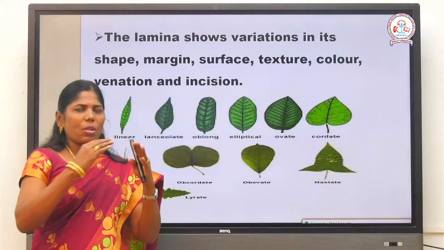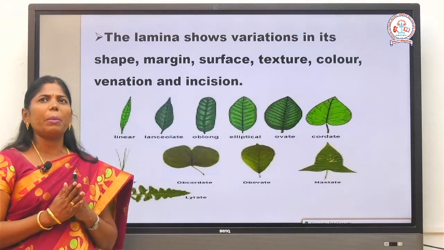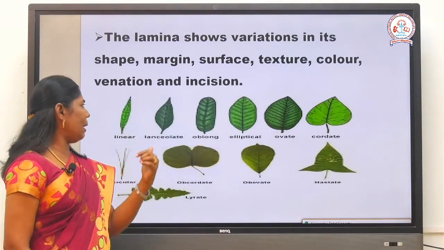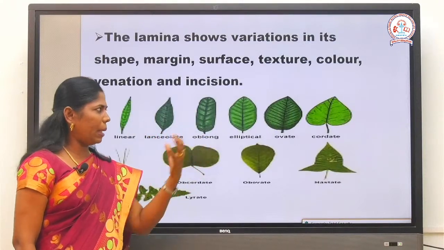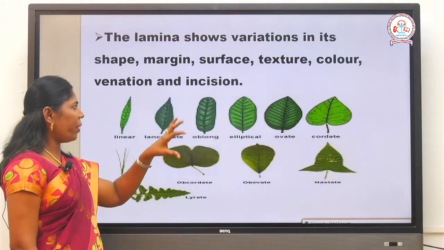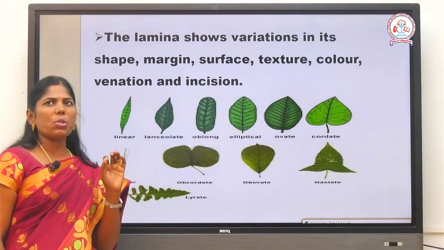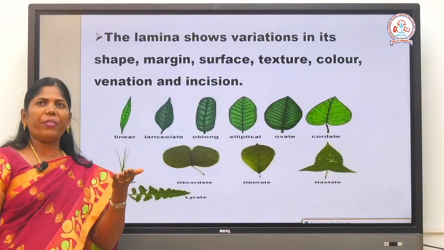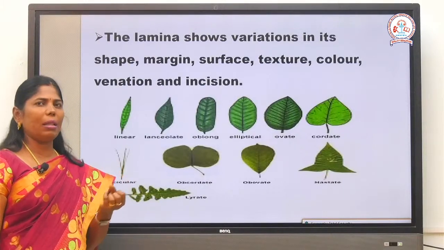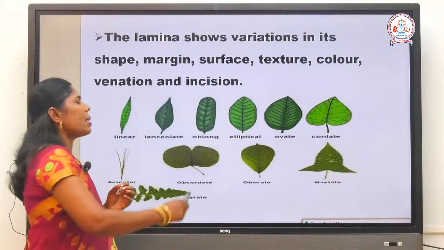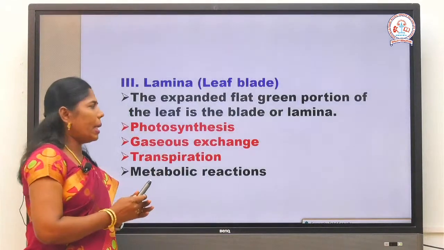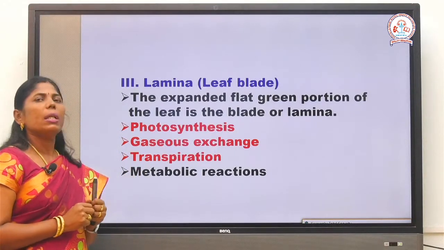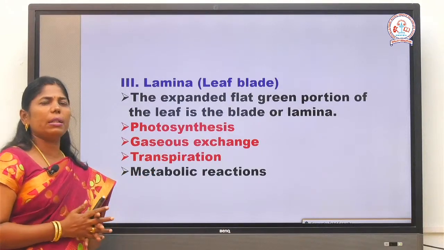So what about the structure of the lamina, the shape of the lamina? The shape of the lamina varies from leaf to leaf. As you can see, there are a lot of shapes here: linear, oblong, elliptical, ovate, cordate. So these are all different shapes of the lamina. Not only in shape, even the margins are different, and also the surface texture, color, and venation. Incision is nothing but an entire leaf; this is considered an entire leaf. In some leaves we can see some incisions. So these are the different shapes of leaves in plants.